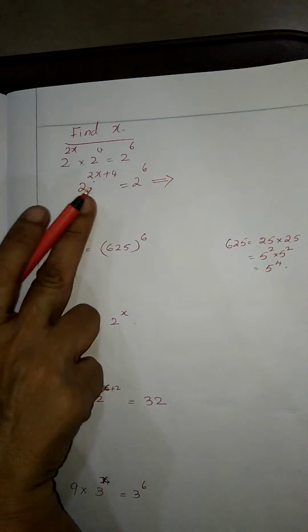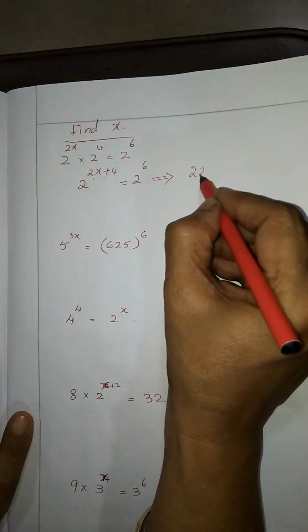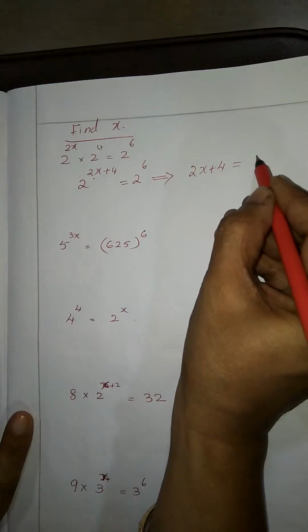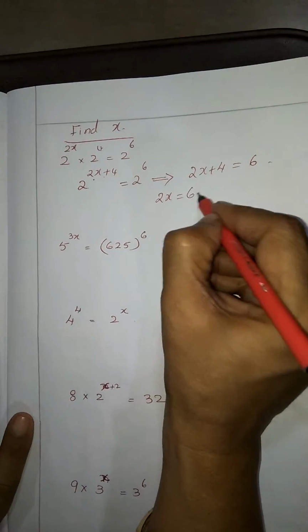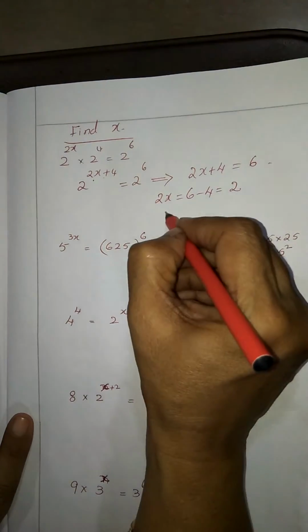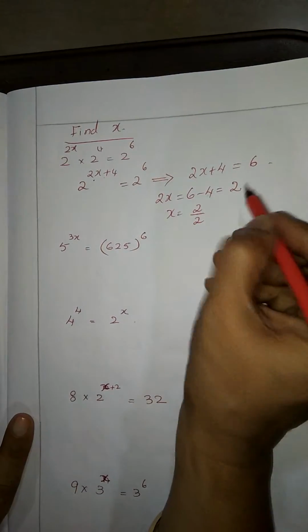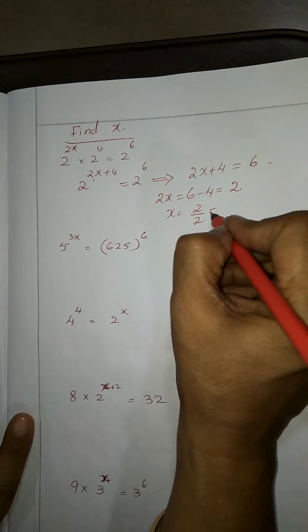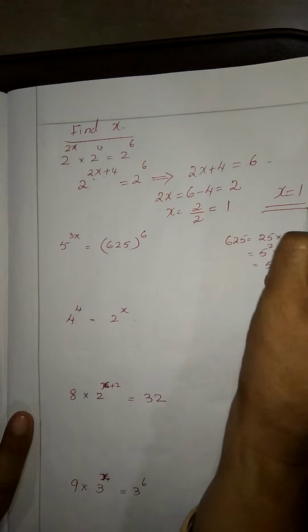So the bases are the same, you can equate the powers. So 2x plus 4 is equal to 6. So 2x is equal to 6 minus 4, which is 2. So x is equal to 2 divided by 2, so x is equal to 1. So the answer is x is equal to 1.